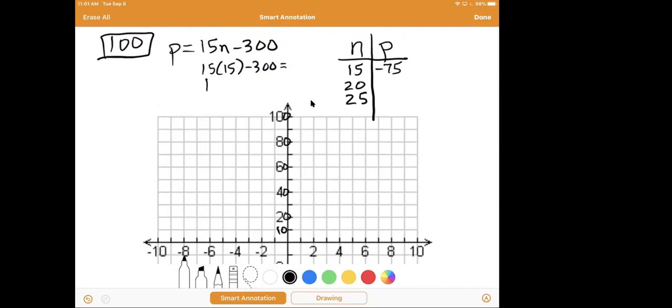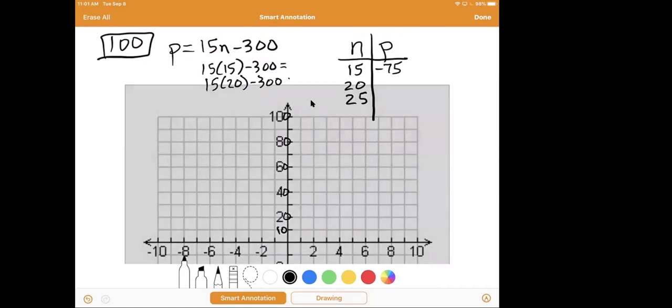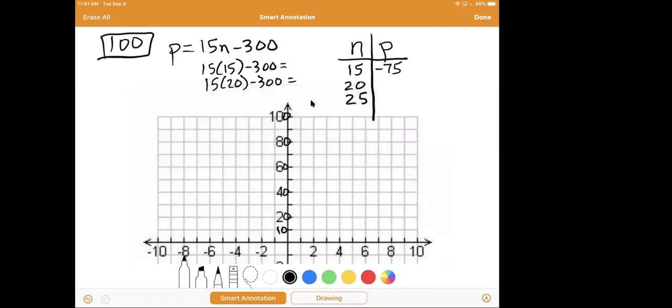Now, if we do the 20, it's 15 times 20 minus 300. And by the way, this is what we call the break-even point, because 15 times 20 is 300, minus 300 is 0. So that means he has to sell 20 dozen chocolates just to break even. Once he sells his 21st dozen, he'll start making money. And then we'll do 25: 15 times 25 is 375, minus 300 is 75.